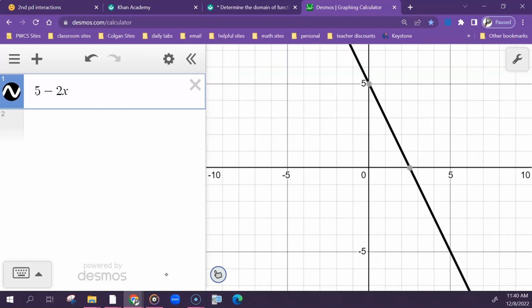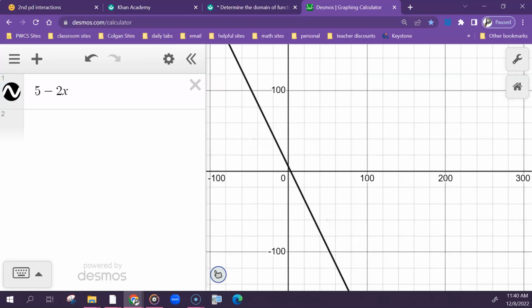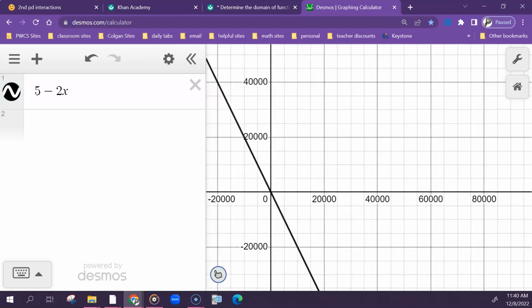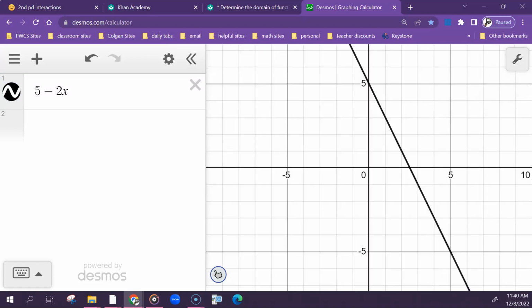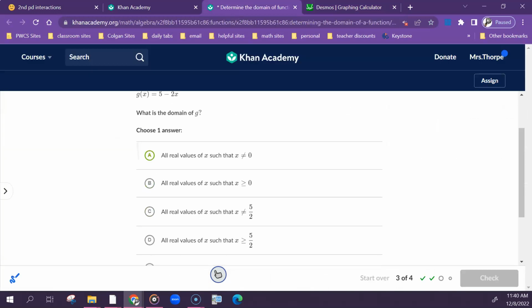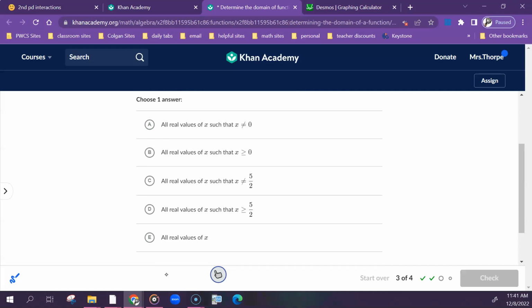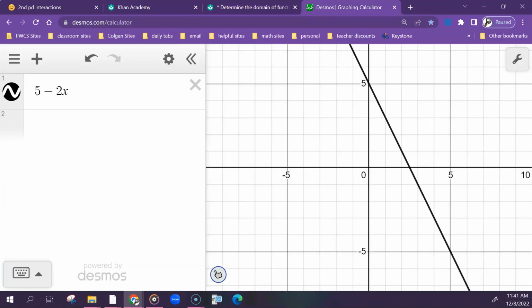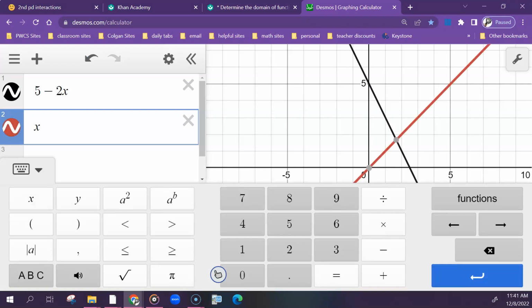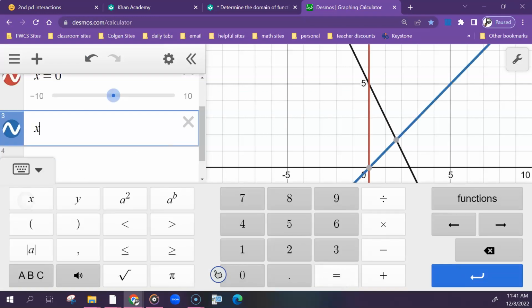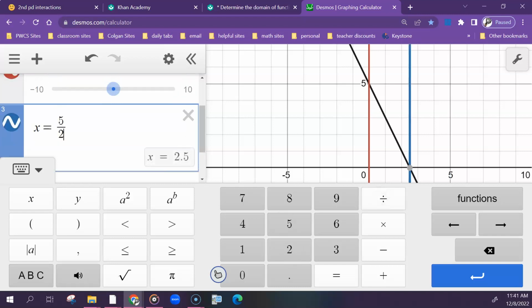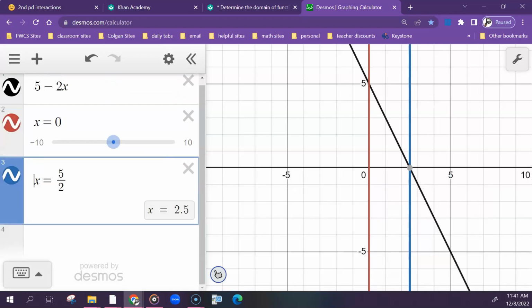Zoom out, see if you can see endpoints. If you get to really large numbers and you don't see endpoints yet, it's not going to stop. What you could also do is the numbers that they give you, 0, 5 halves, you can graph those. X equals 0, x equals 5 halves. If either of these lines touch your original, they are part of your answer.